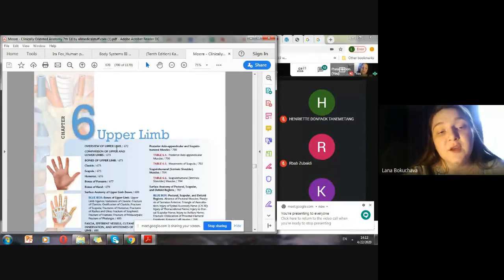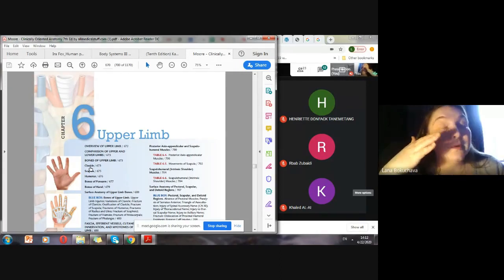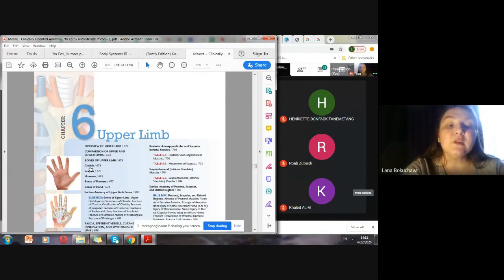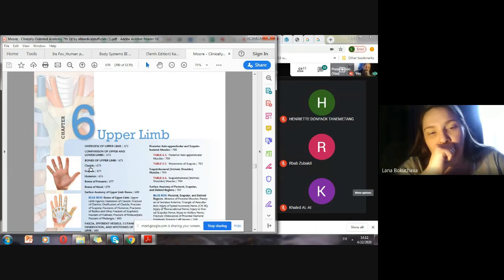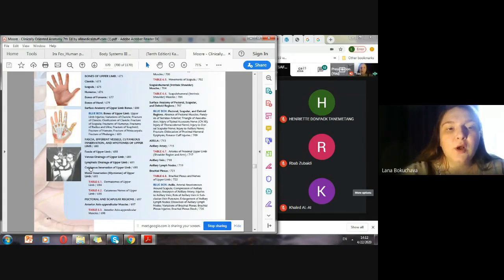From you, the portion of the overview of the upper limb. I will need the part of the bones of the upper limb, as you can see, as well as all of them. These are the bones, like the clavicle, the scapula, part of the humerus, as well as the bones represented by the ulna and the radius and so on. Also, we will go through some surface anatomy here.